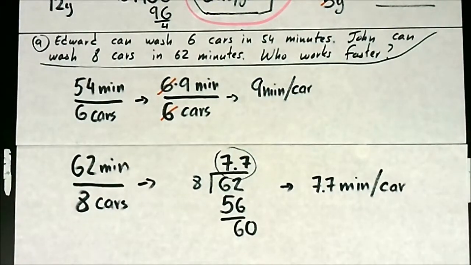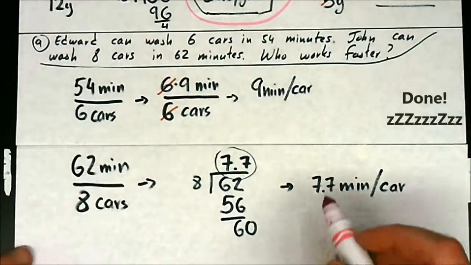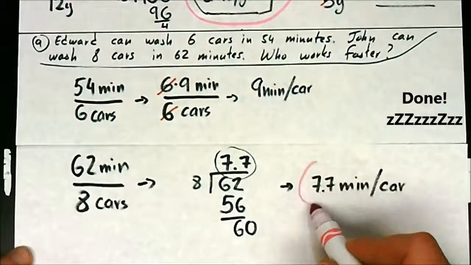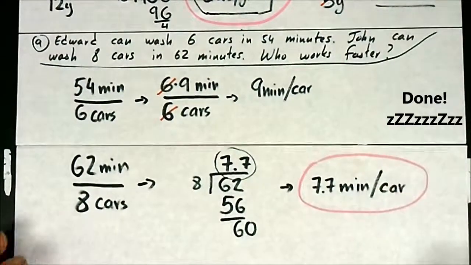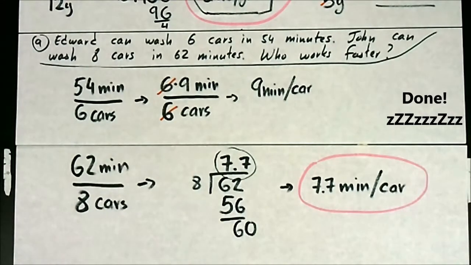So if quality was not an issue, who would you want working for you? Who would get more cars done? John would, because he only needs 7.7 minutes for a car, while Edward needs 9 minutes. Now, obviously, John could do a poorer job, but if we're just going with speed, John is the speedier of the two. Questions on number 9? Thank you.